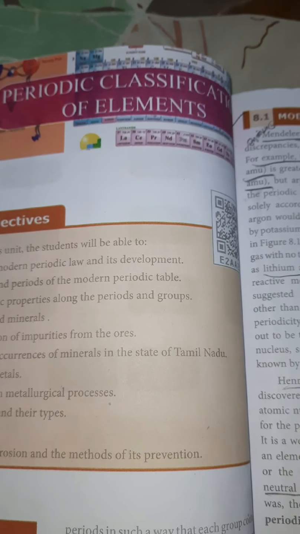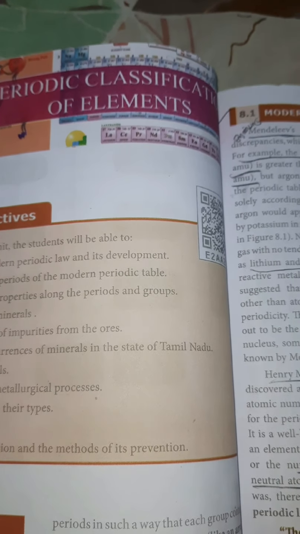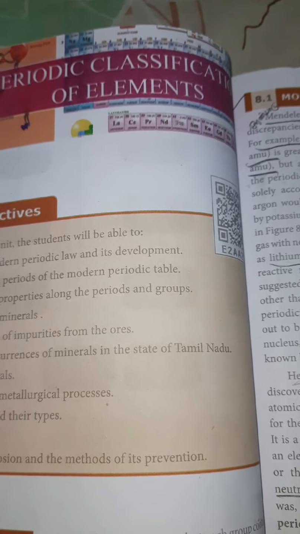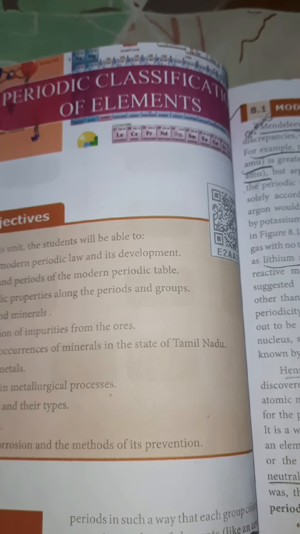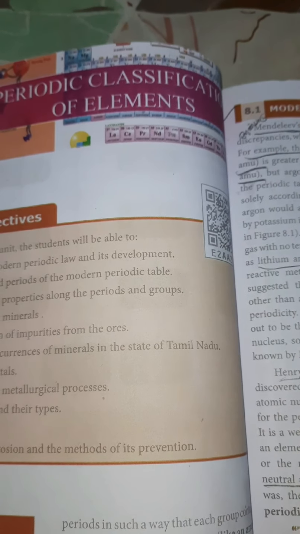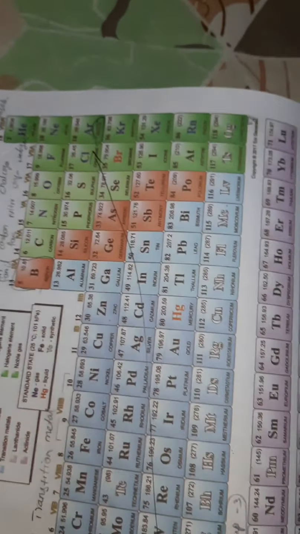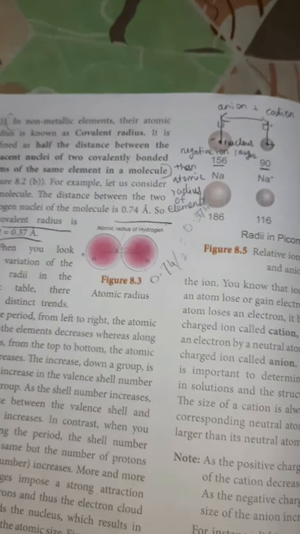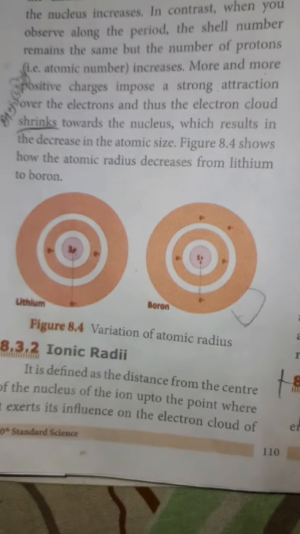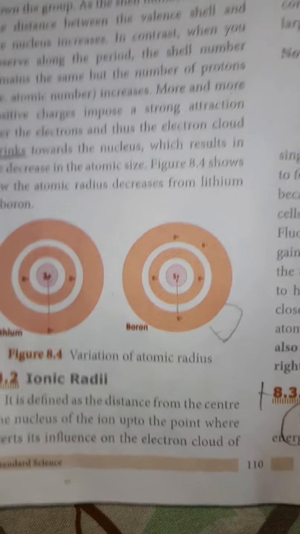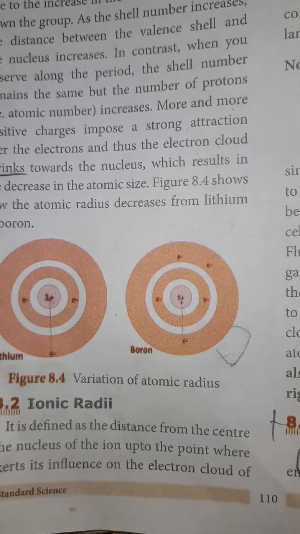Already we have to teach the lesson, periodic classification of elements. This topic is so long, many pages of lessons. I will finish teaching more topics. Then only the atomic radius topic I have taught. Then only ionic radius, so ionic radius now you teach. First of all, ionic radii.